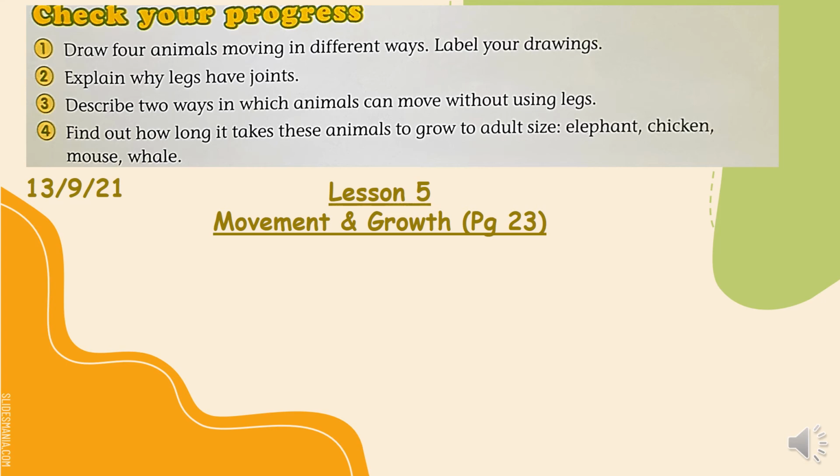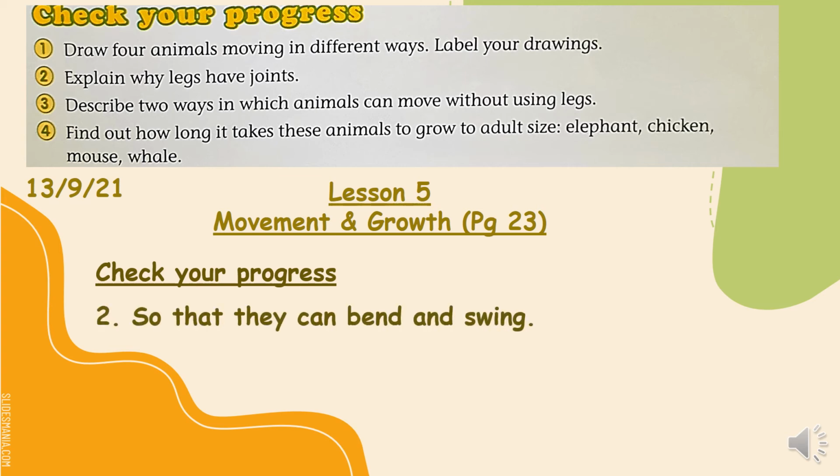Now, open your notebook. Let's do check your progress. Don't forget to write the date and the lesson number, the topic, and the page number. And write check your progress. So, number one is to draw four animals. I'm just leaving, we will skip it. Okay. Number two, explain why legs have joints. We already told legs have joints so that we can swing and bend. So, you can write so that they can bend and swing or swing and bend.